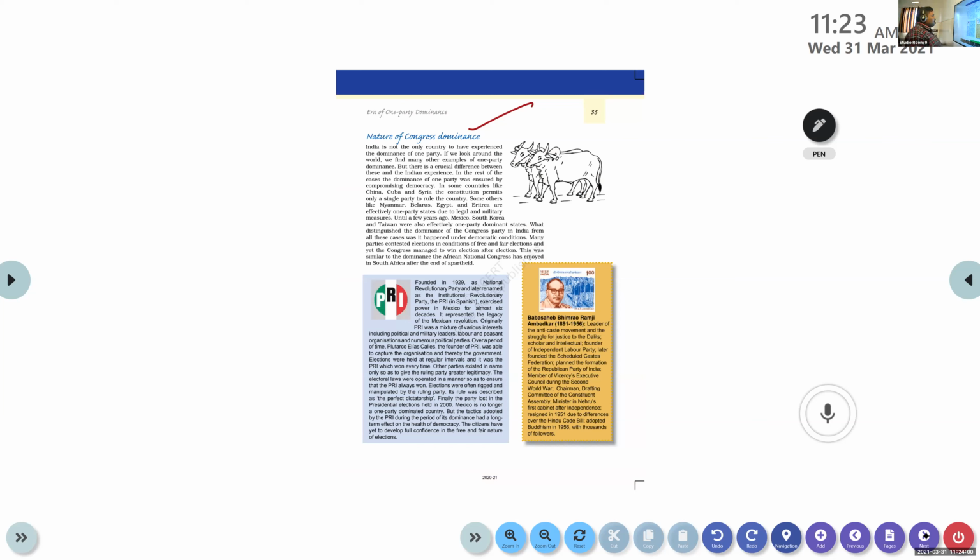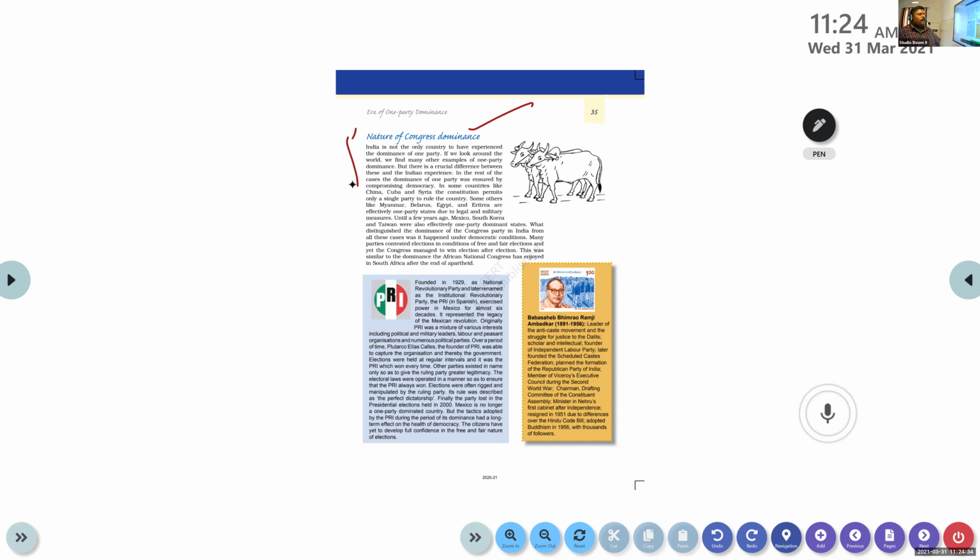So now we are going to discuss the nature of Congress dominance. India is not the only country to have experienced a dominance of one party. If you look around the world, we find many other examples of one party dominance. But there is a crucial difference between these and the Indian experience. In the rest of the cases, the dominance of one party was ensured by compromising democracy. In some countries like China, Cuba, and Syria, the constitution permits only a single party to rule the country.